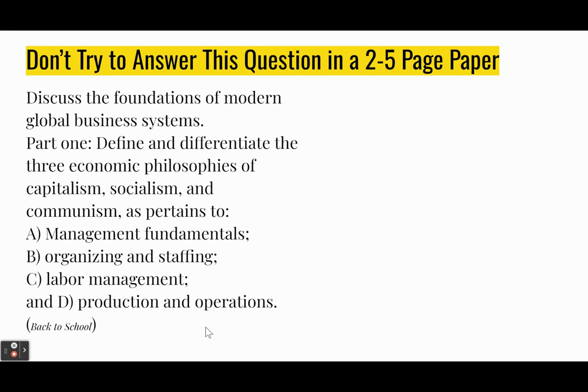So, for example, in a 2 to 5 page paper, you are not going to discuss the foundations of modern global business systems. Part one: define and differentiate the three economic philosophies of capitalism, socialism, and communism as pertains to management fundamentals, organizing and staffing, labor management, and production and operations.